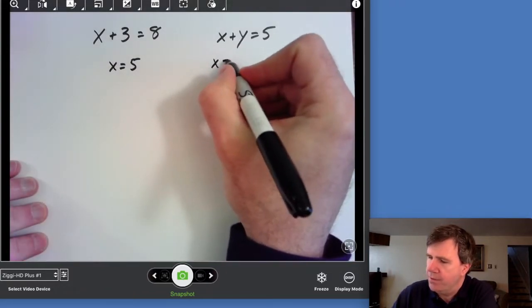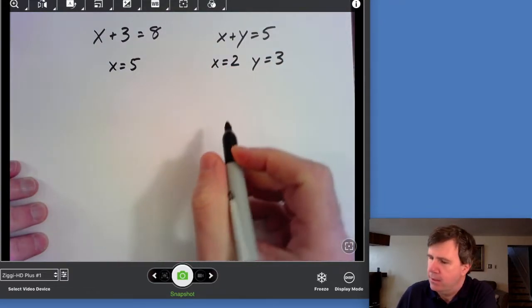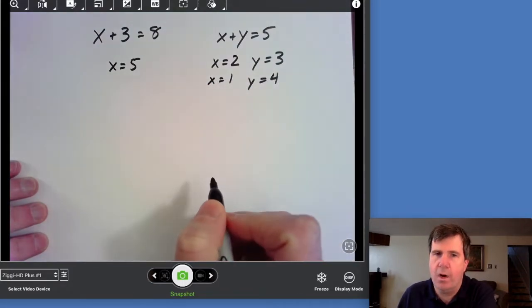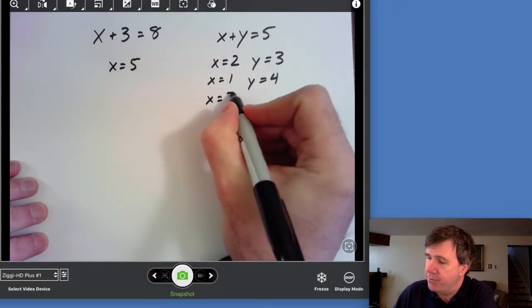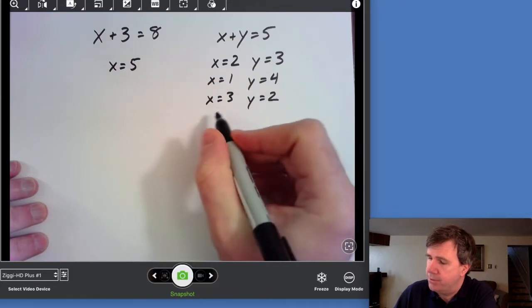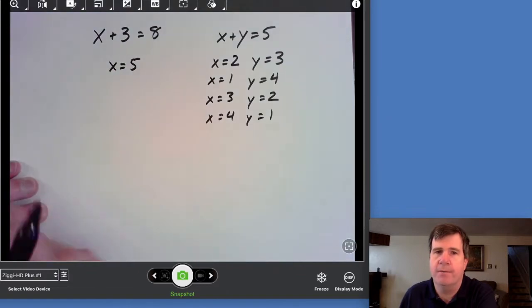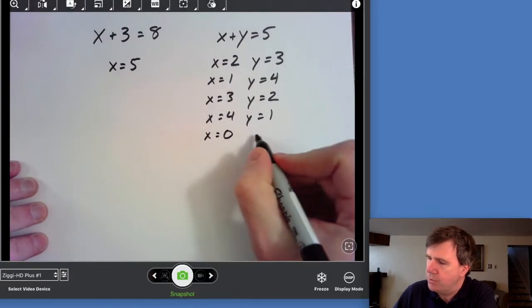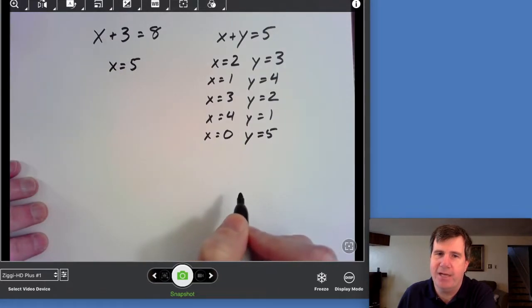Well, hopefully one thing you said was that x is 2 and y is 3. But you also should have said that x equals 1, y equals 4. You could have actually reversed these. x could have been 3, and y could be 2, and x is 4, and y is 1. And most people will get at least 2 of those, if not all those combinations. But I'm wondering, did you also get that x equals 0 and y equals 5, and the reverse of that?